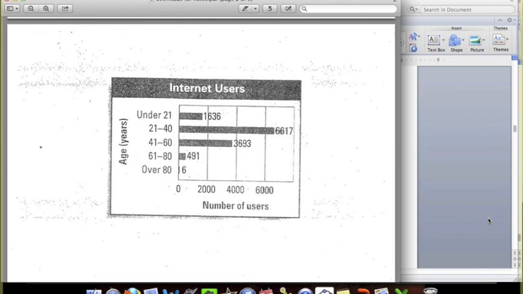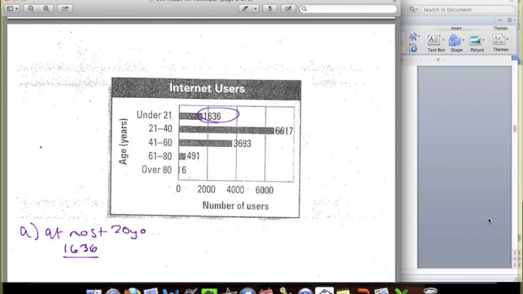The first part says, what is the probability that the person is at most 20 years old? So to find a probability, we're looking for the number that meets our requirement divided by the total. So how many people meet our requirement here? Okay, so at most 20 years old would be under 21, so that'd be 1636.